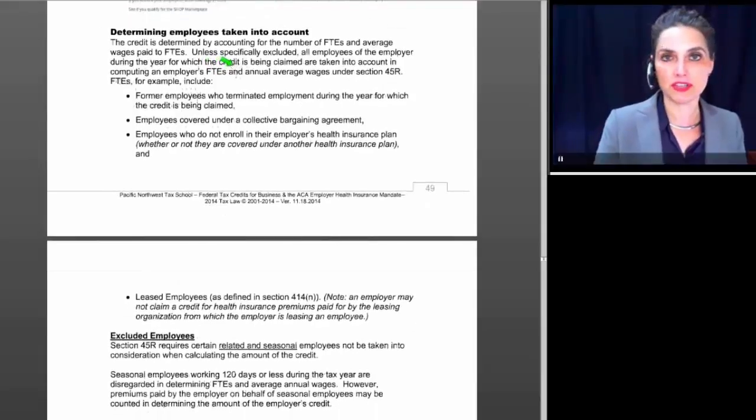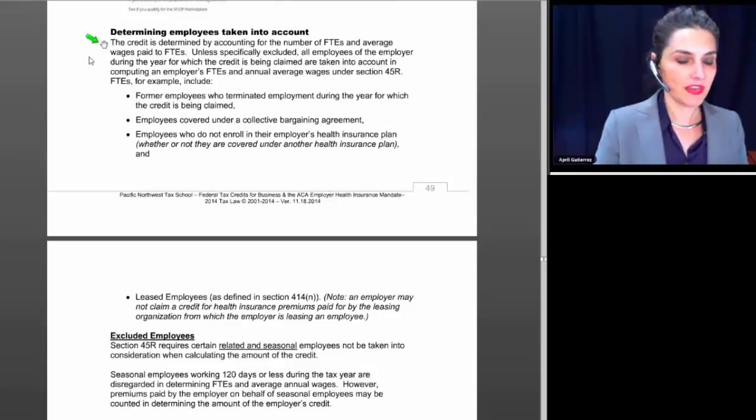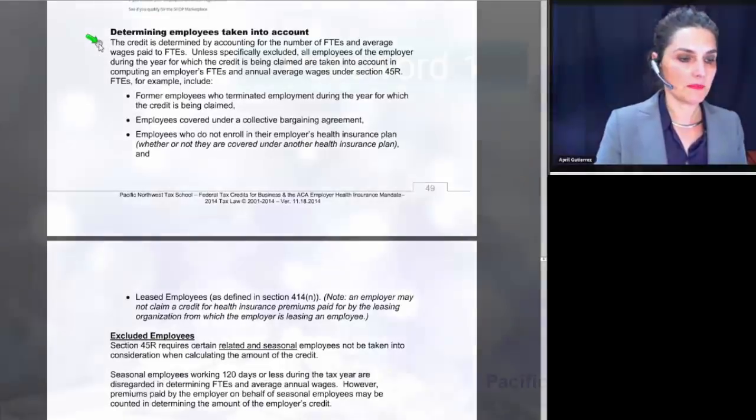Well, I gave you an illustration just a minute ago, roughly loosely, of how to determine how many full-time equivalent employees you have, but there's some more instructions on that here.